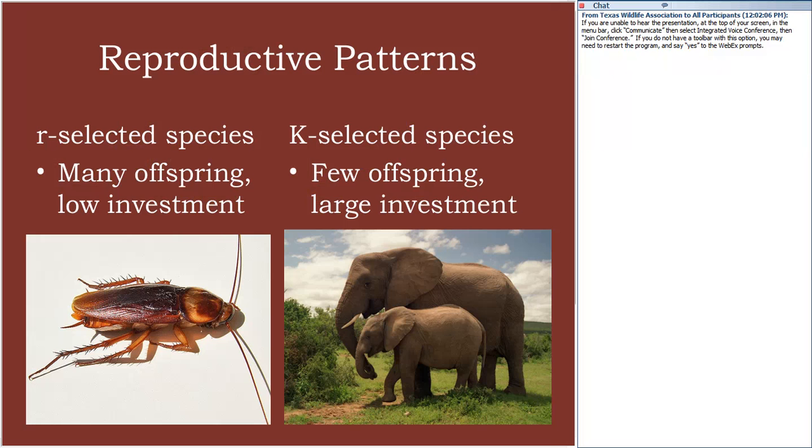Then at the other end of the spectrum, we have what are called K-selected species. This is the other extreme, where these organisms produce very few offspring, but they have a large time and energy investment in them. So they do their best to ensure the continued survival and success of those offspring. Elephants are a really popular example, as are human beings. We tend to only produce a few offspring during our lifetimes, but we put a lot of effort into making sure that they're successful.